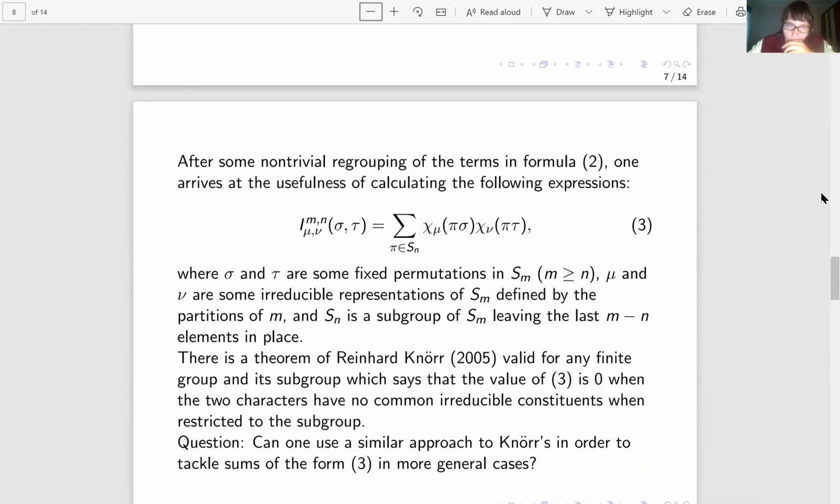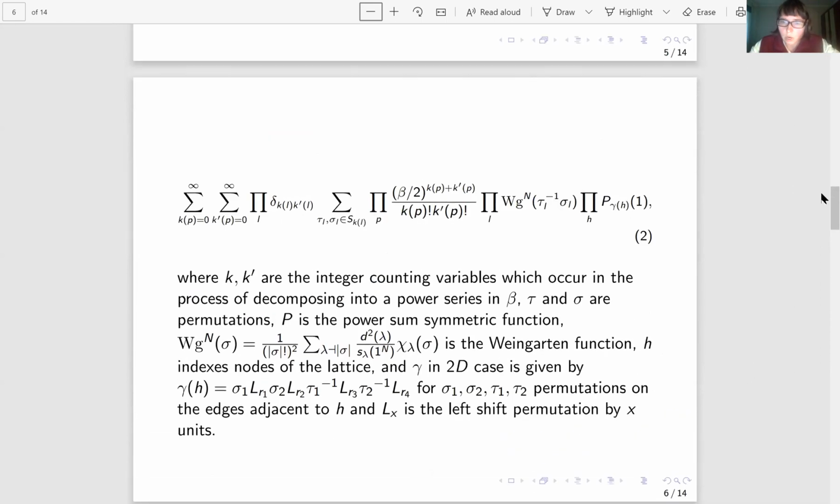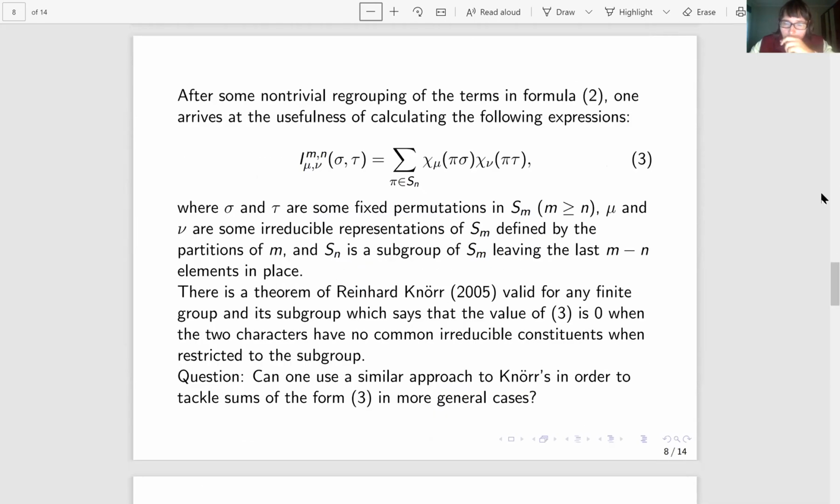Okay, so there is some way to take these horrible expressions such as formula 2, the one that I showed you before, and regroup these terms so that they reduce to calculations in the symmetric group. In fact, there is some way to reduce them, in some cases, to expressions of the following form, where you take the following sum in the symmetric group, where you have some fixed permutations.